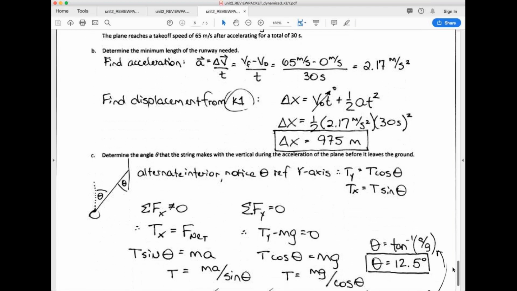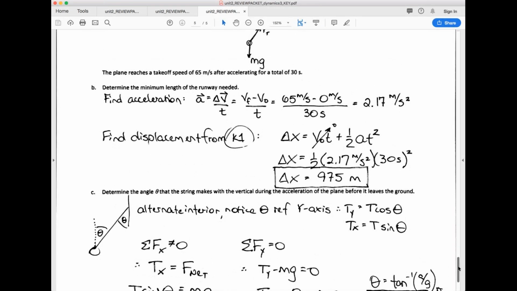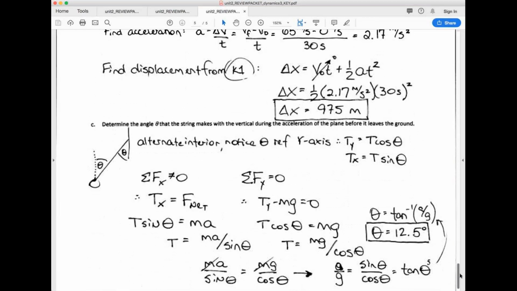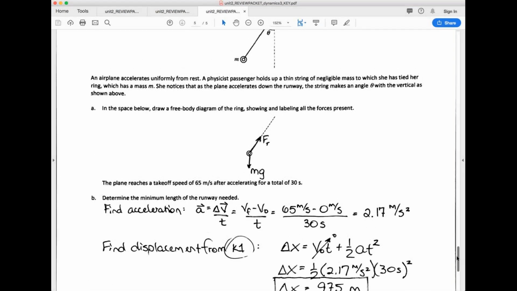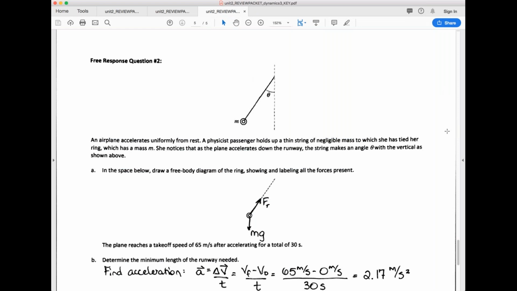Part B says we determine the length of the runway, 975 meters, and then determine the angle theta that the string makes with the vertical during the acceleration. So if we go back to the sketch, the ring just wants to sit where it is. Everybody in the plane is accelerating to the right, and so the ring itself, I know this seems weird, actually also has to accelerate. What is accelerating the ring? Well, this tension force can be resolved into its components. There's an x component of tension that is accelerating the ring. Of course, there's also a y component of tension that's equal in magnitude but opposite in direction to the weight.